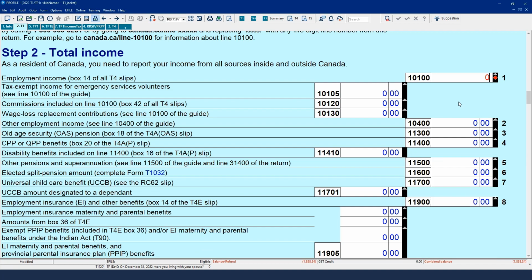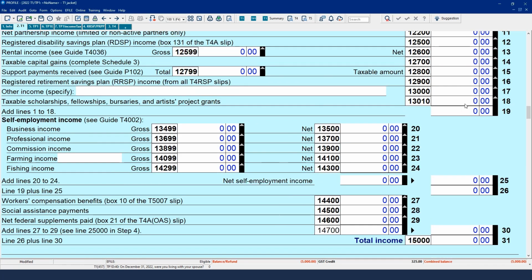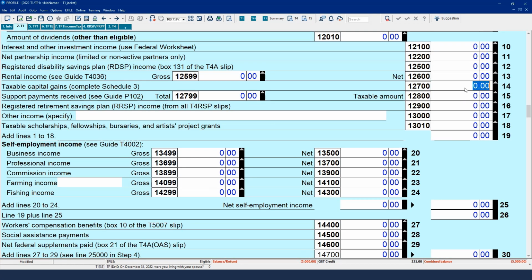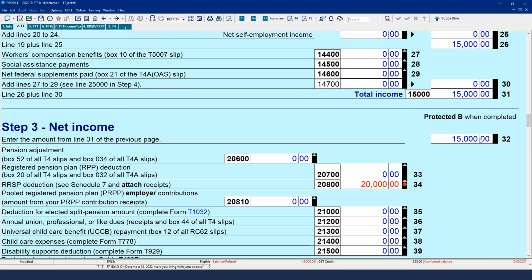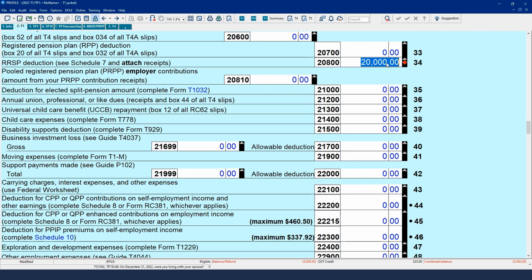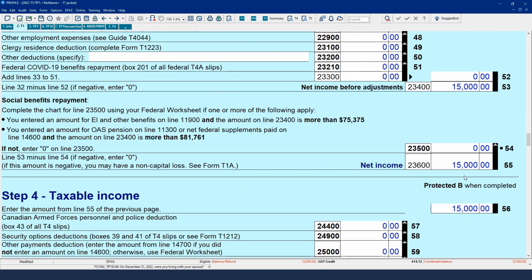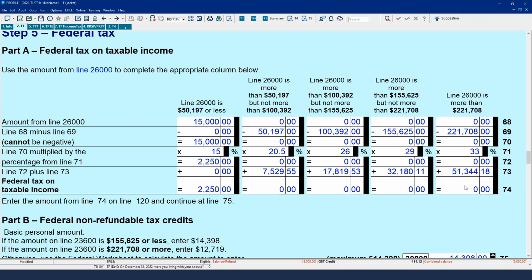So, for example, if I put zero here for my employment income, and I put, let's say, $15,000 here at line 12,700, now my total income is $15,000. I'm going to remove my RSP here. So now my net income is $15,000. My taxable income is $15,000. Based on the calculation of my brackets, I owe $2,250.